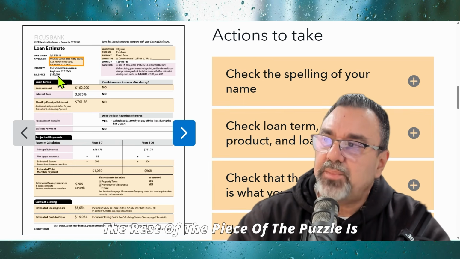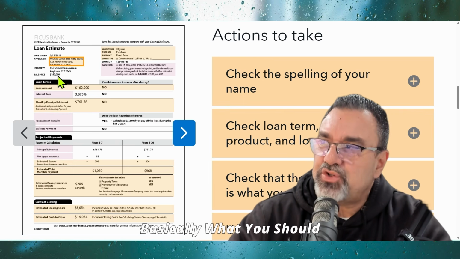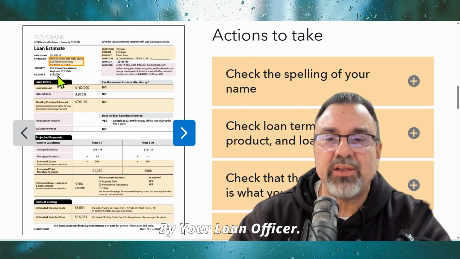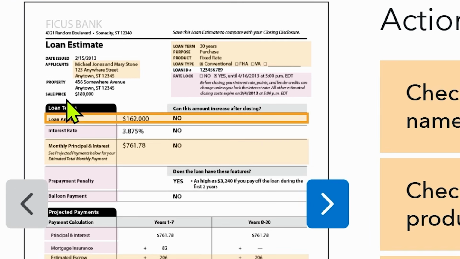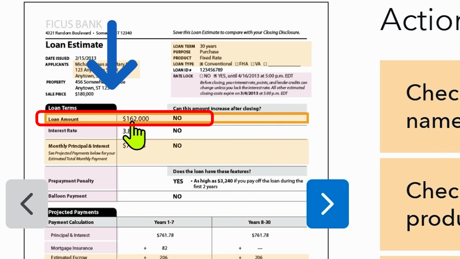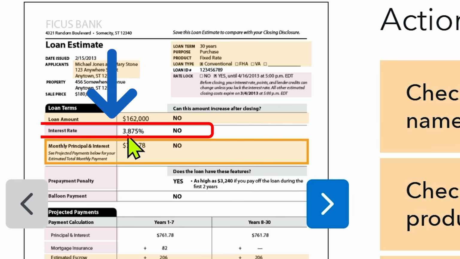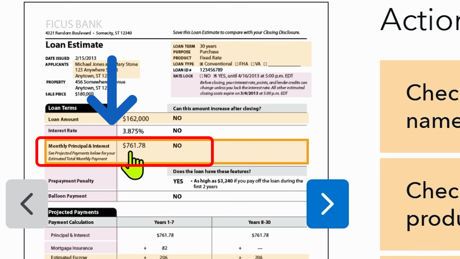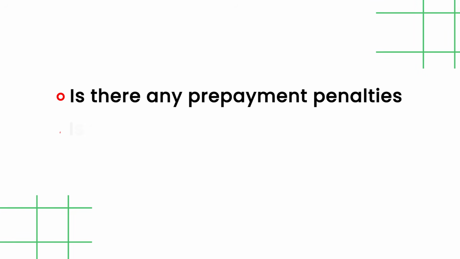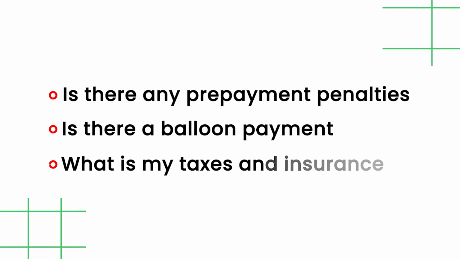The rest of the puzzle is basically what should have been explained to you by your loan officer. You're trying to buy a house for $180,000. The loan amount is going to be $162,000. The rate is 3.875, which those rates are still around, with a monthly payment of $761. There's more to this. Are there any prepayment penalties? Is there a balloon payment? What are my taxes and insurance?